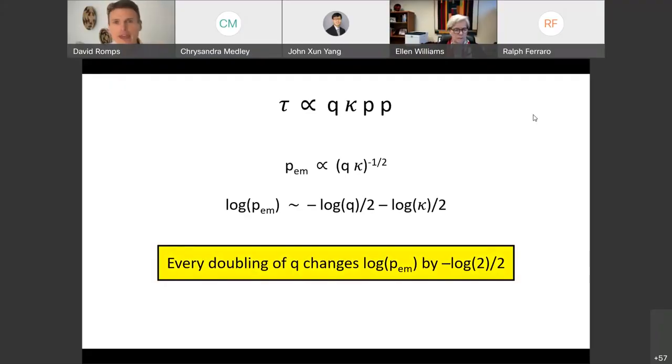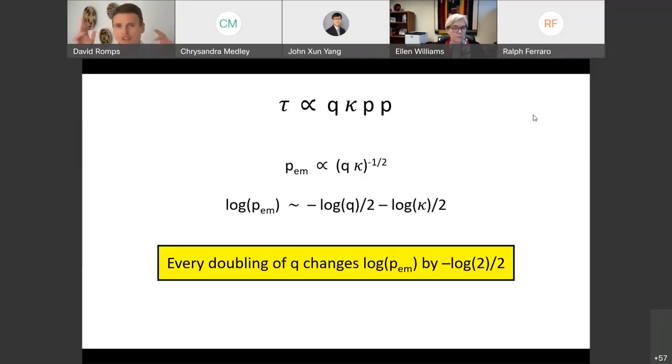It tells us that every time we double the concentration of the greenhouse gas, the log of emission pressure will change by minus log of 2 over 2. I've put this in a box with highlighter yellow here to emphasize that this is important. We just did some really simple math. We first motivated that tau is proportional to Q times kappa times p squared, and then we just took the log basically and concluded that the emission pressure, the pressure at which you are predominantly emitting to space, will decrease by log of 2 divided by 2 every time you double the concentration of the greenhouse gas.